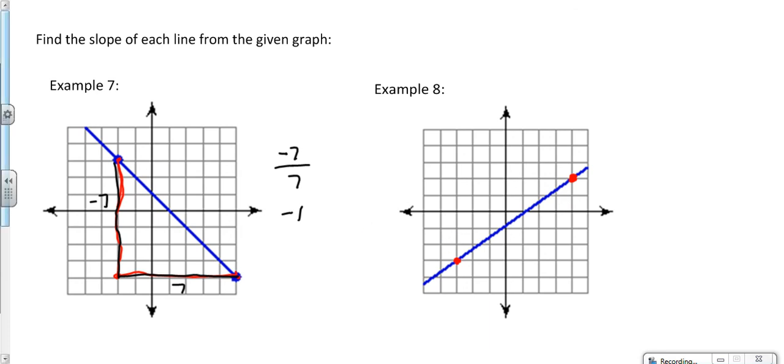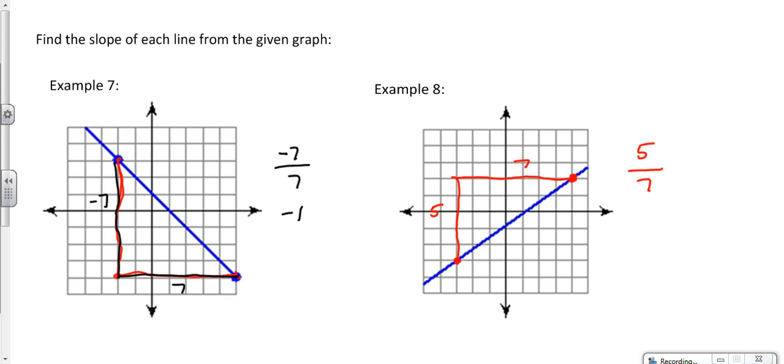So if we use that, rise over run, again I'm going to start on the left and go to the right. I go up, 1, 2, 3, 4, 5 would take me to an even level with the next dot. And I would go over 1, 2, 3, 4, 5, 6, 7 to the right, and that's positive. So rise over run, rise was 5, run was 7, and we have 5/7. And that ends the video lesson for 1-1.